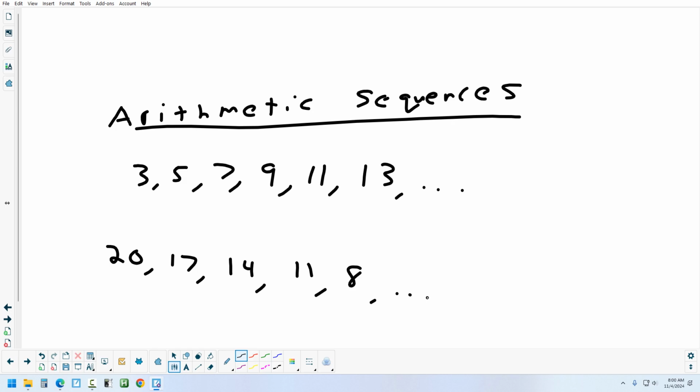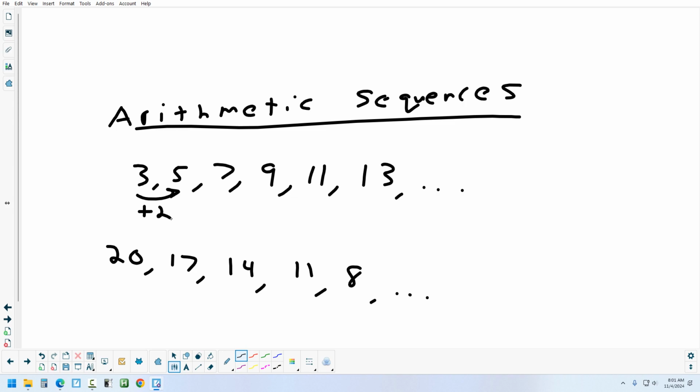Does anybody see what the pattern is in the top sequence? What I'm doing each time to get from one number to the next? Yeah, you're adding 2. So if we check, yeah, that's the pattern each time. So we're adding 2. So one type of operation you are allowed to do with an arithmetic sequence is add.